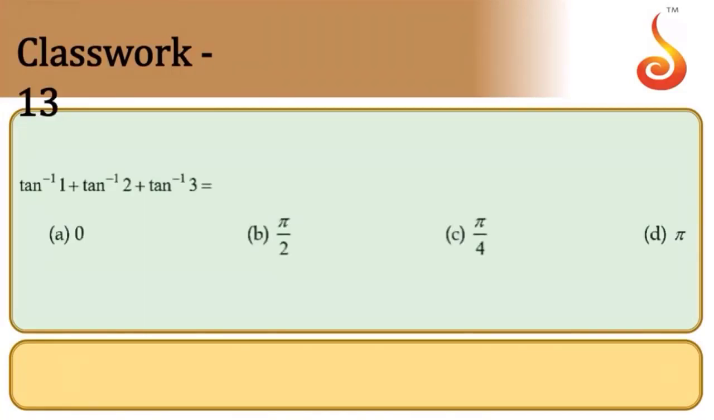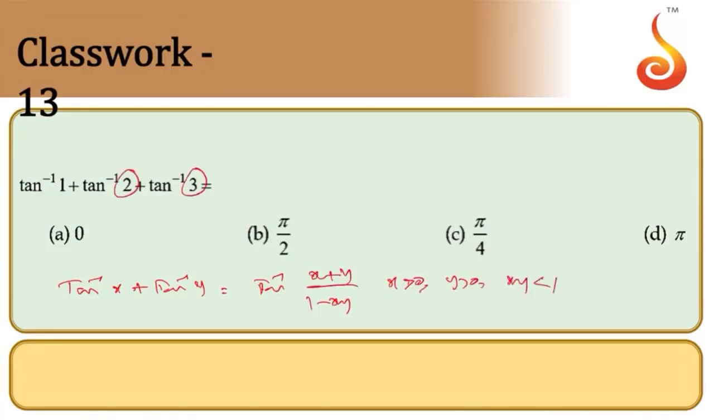So 2 root 6 by 5 minus 2 root 6 by 5. So next one, we know according to the formula, tan inverse of x plus tan inverse of y is equal to tan inverse of (x plus y) by (1 minus xy), provided x is positive, y is positive, and xy is less than 1. But here, when you take 2 and 3, you will be getting the product xy greater than 1. So then there is another formula.